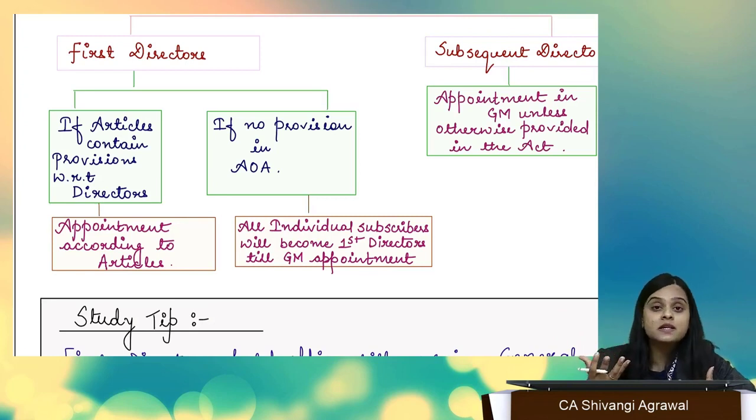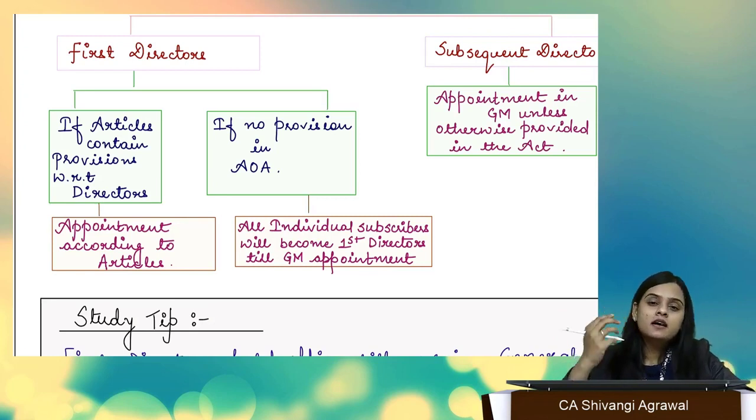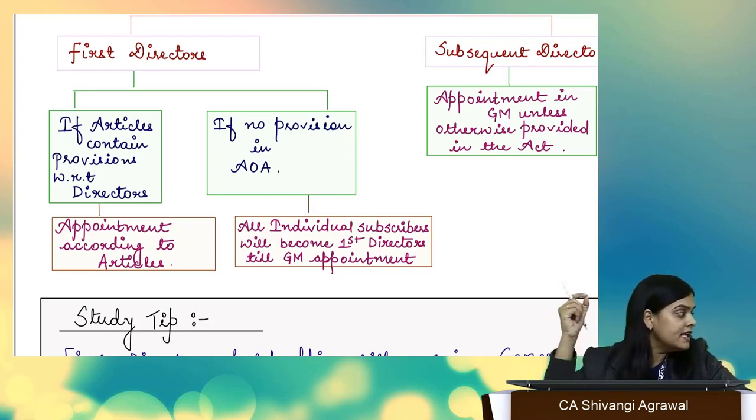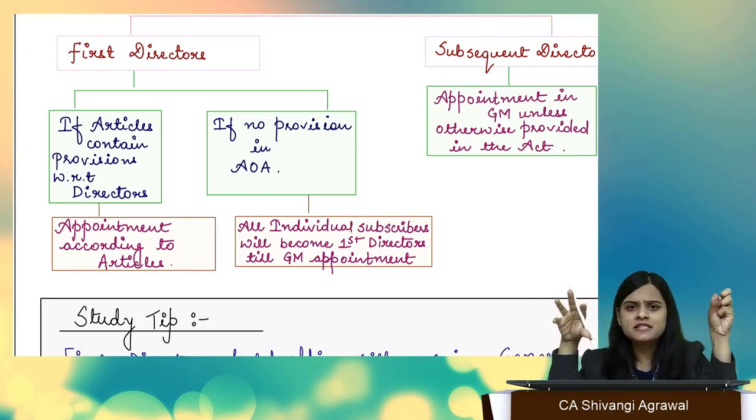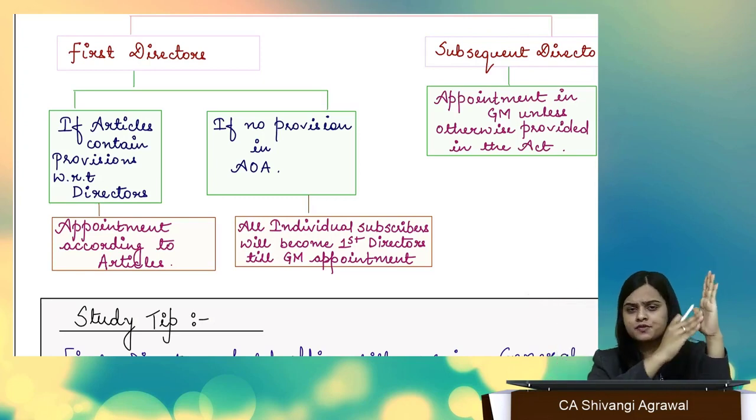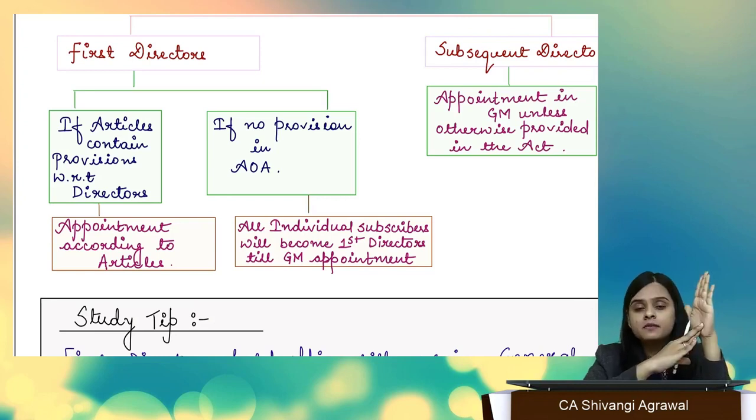So what is given? According to section number 152, the names should be mentioned in the articles of association. So the articles of association are going to clearly specify that these will be the first directors of the company. Supposedly the articles of association don't specify. They will specify the manner. How will they be appointed? Supposedly they don't even specify that.